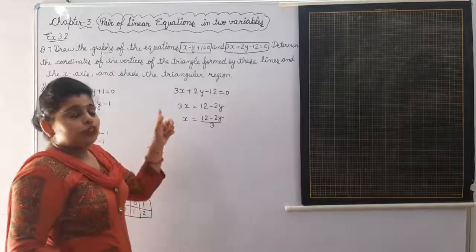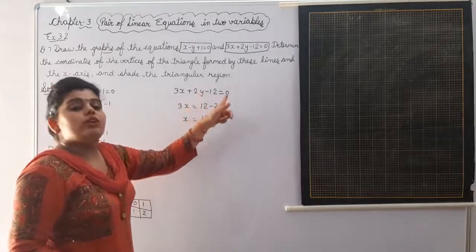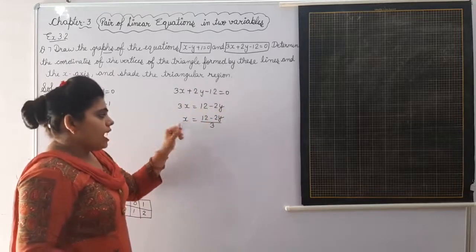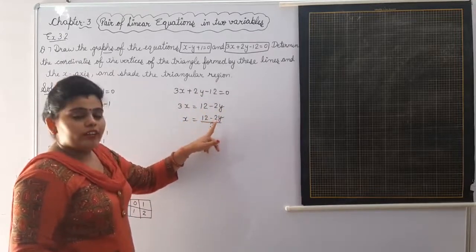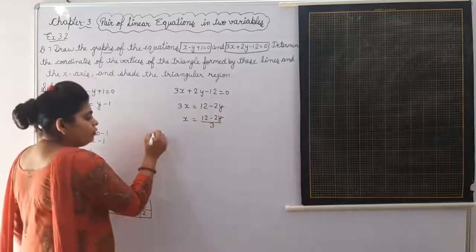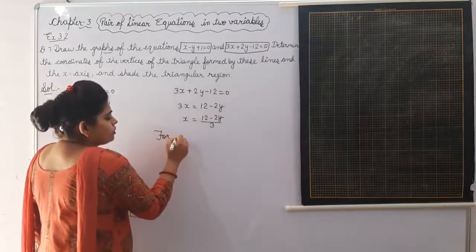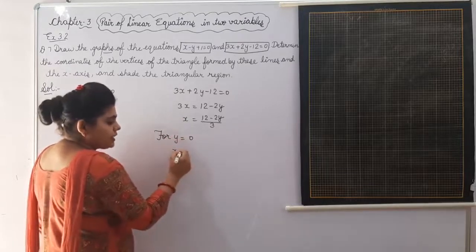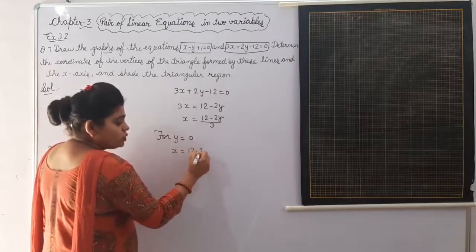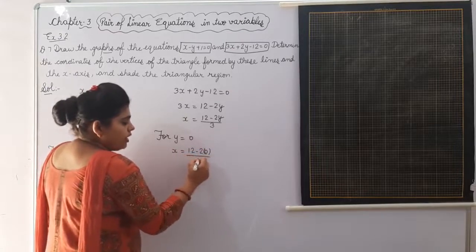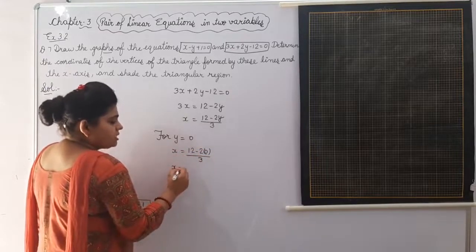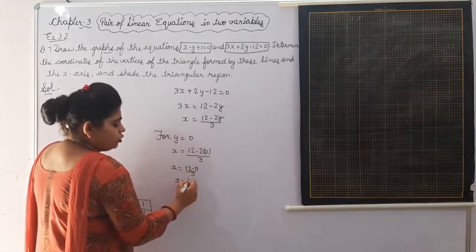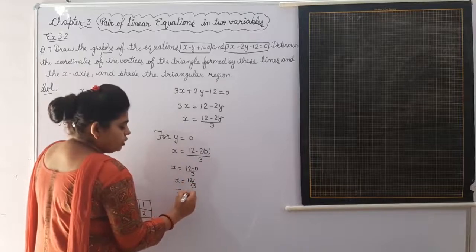What is our next equation? 3x plus 2y minus 12 is equal to 0. Now 3x will be equal to 12 minus 2y. x will be equal to 12 minus 2y divided by 3. Now, for y is equal to 0, what will be the value of x? x will be equal to 12 minus 2 into 0 divided by 3. It means x is equal to 12 minus 0 by 3, means x is equal to 12 by 3. It means x is equal to 4.